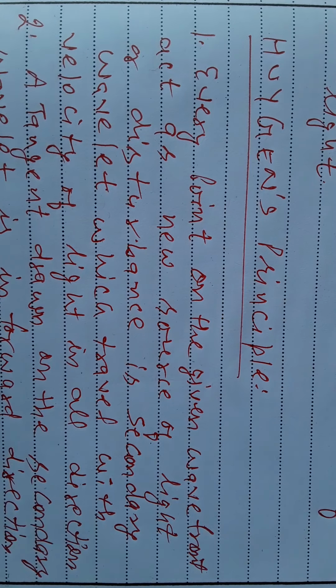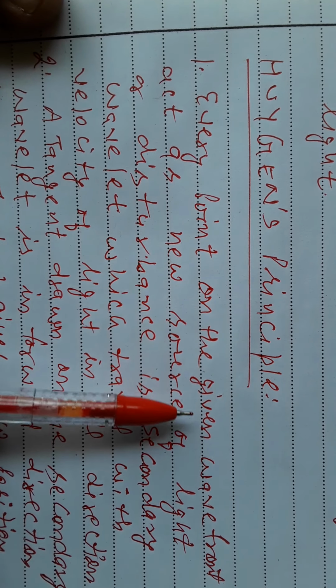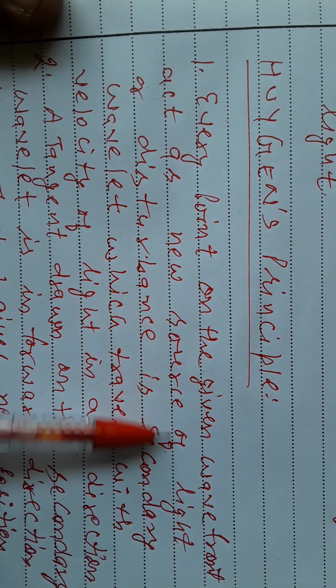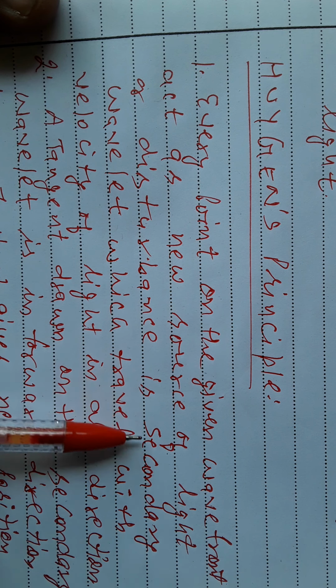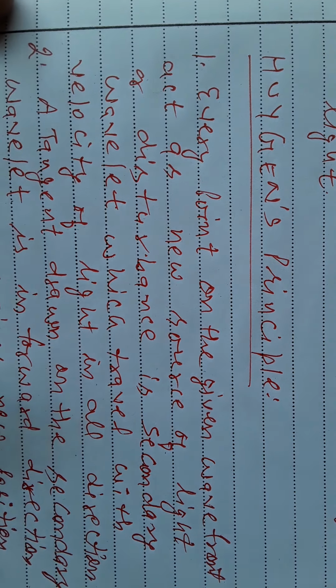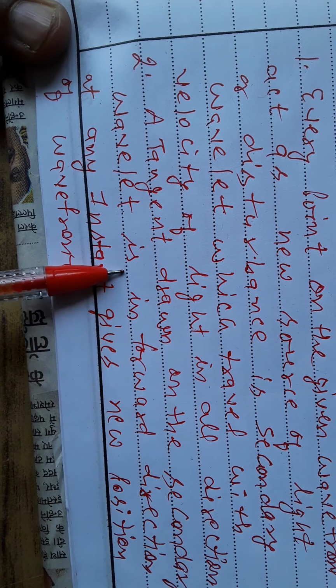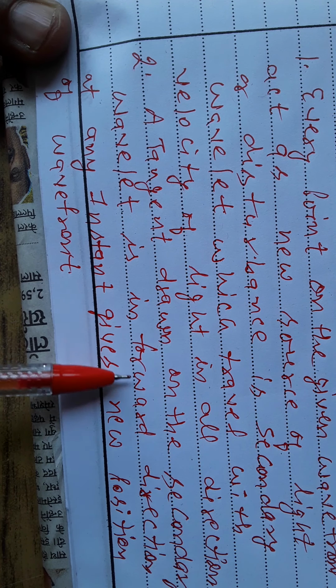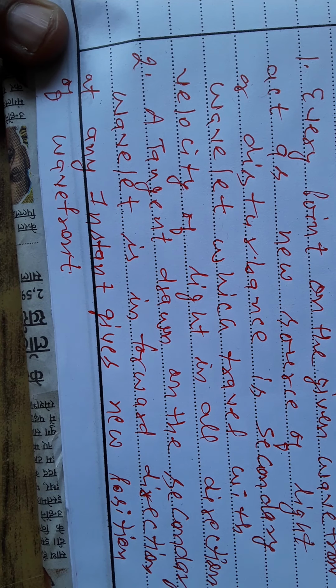Next is Huygens principle. According to Huygens principle, every point on the given wavefront acts as a new source of light or disturbance which is secondary wavelet and it travels with the velocity of light in all directions. Second, if the tangent is drawn on the secondary wavelet and only the forward direction, then at any instant it gives a new position of the wavefront.